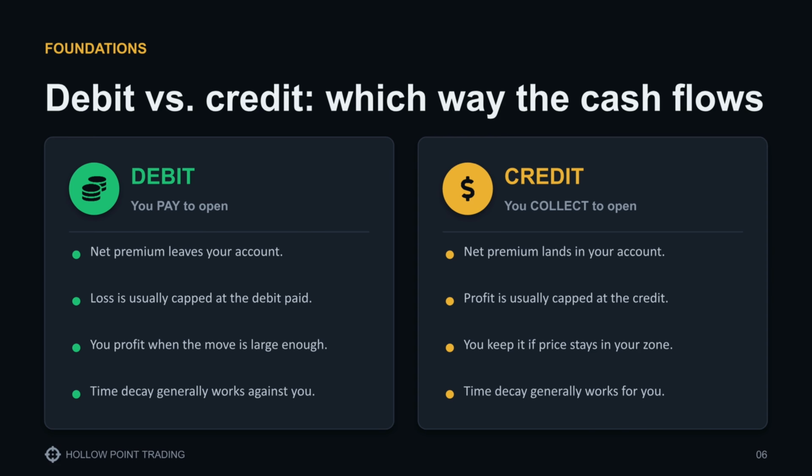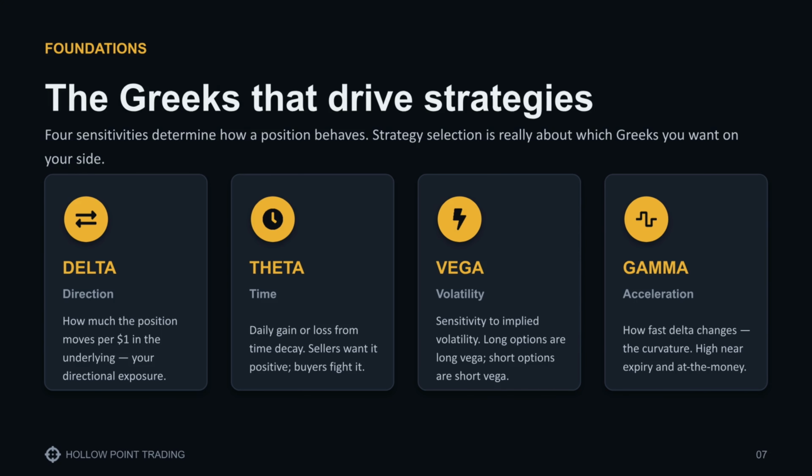Understanding cash flow is vital. A debit position means you pay money to open it, while a credit position means you collect money. Debit trades require large moves to profit, and usually see time decay work against you, whereas credit trades benefit from time decay and capped profits. The Greeks drive how your positions behave. Delta measures directional exposure, theta tracks the daily impact of time decay, vega captures sensitivity to changes in implied volatility, and gamma measures how fast your delta changes as the underlying price moves.